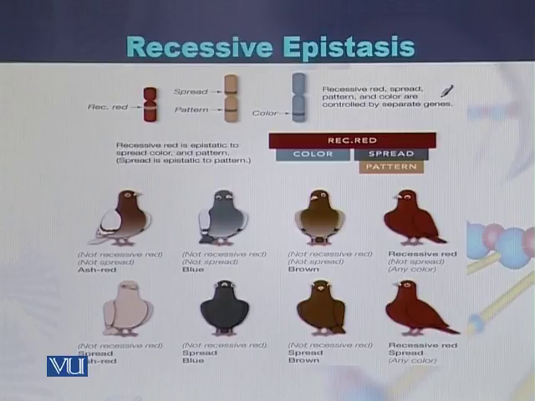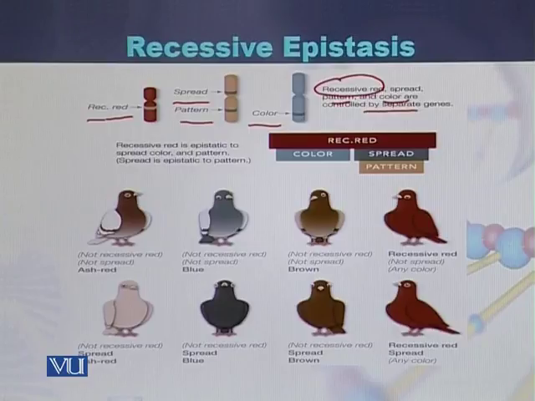In this case, there are 4 different genes. Gene 1, the recessive red, is present on one of the chromosomes, while 2 other genes which are responsible for the spread and the pattern in the pigeons are present on one chromosome, but there is a third gene which is responsible for the color in the pigeons. Here we can see that the gene for the recessive color, the gene for spread pattern and the gene for color are controlled by separate genes. So it means there are 4 different genes.